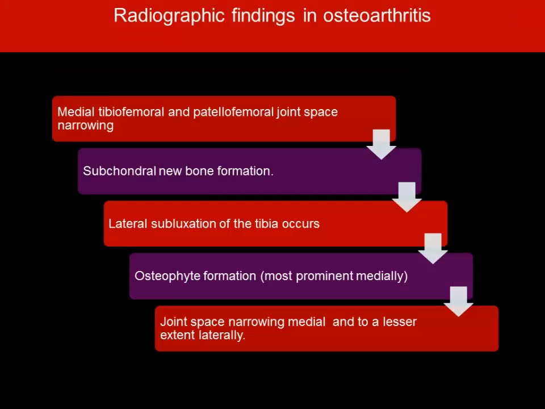Radiographic findings: arthritis is quite common here. If you see an X-ray, you will see medial tibiofemoral and patellofemoral joint space narrowing. That's the commonest, because the majority of anterior knee pain in patients is due to a problem with the patella rubbing against the femur or the other bones around it. There will also be some subchondral new bone formation. Lateral subluxation occurs, of which I'll show an example. There may be osteophyte formation and joint space narrowing, and that causes quite a lot of change in the movement around the knee joint, and in the chronic state it becomes quite problematic for the patient to use it routinely.